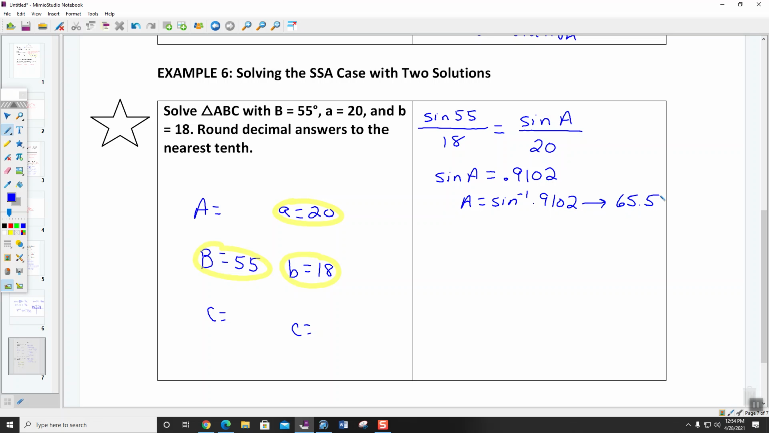65.5. 65.5 degrees. Okay. Now, we also better check an A prime when we do this, which would be 180 minus 65.5. Okay, we think the angle A is how many degrees again, kids? 65.5. Okay, I'm going to put an A prime over here for my second triangle. What is 180 minus 65.5? 114.5. 114.5?